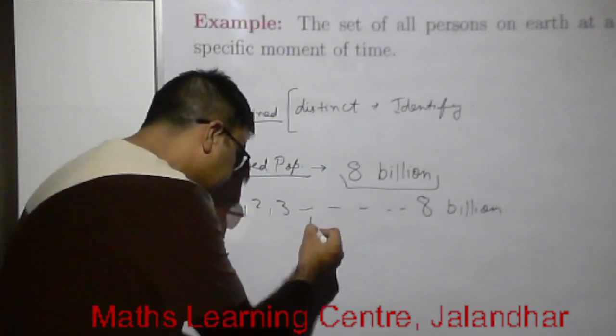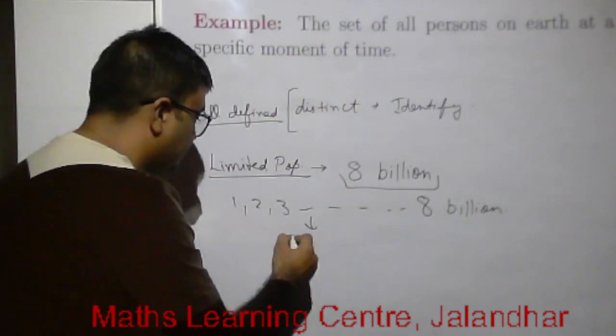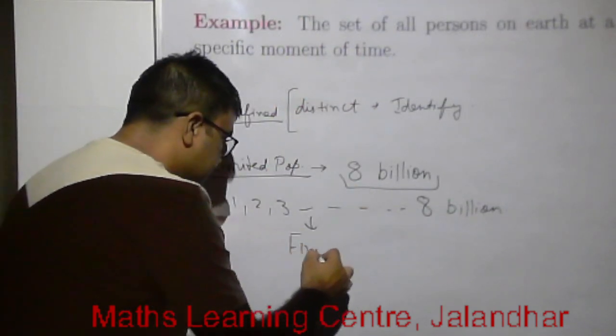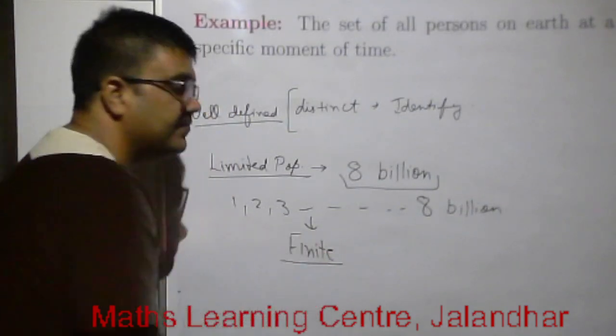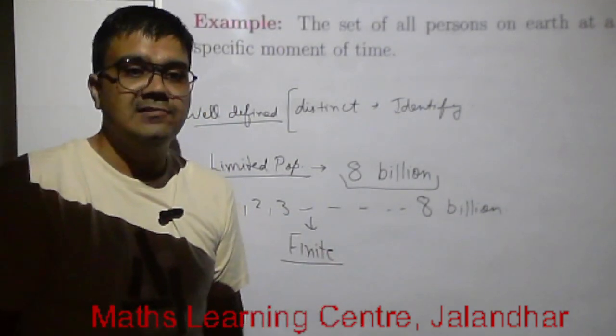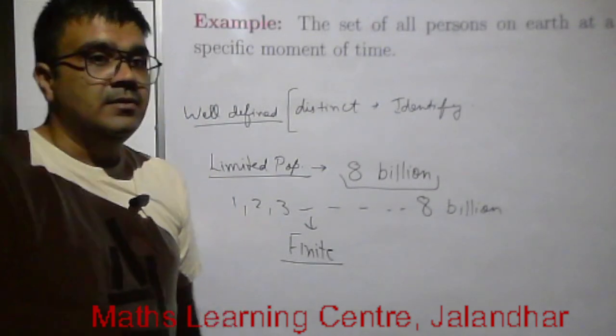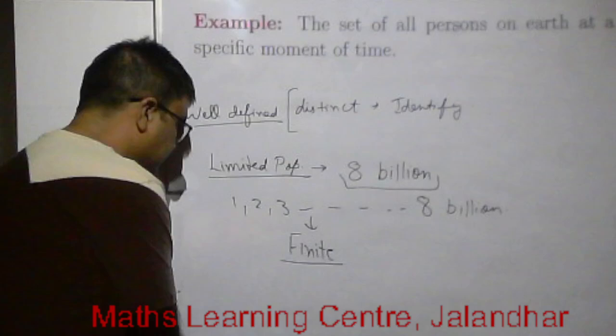So the set of all persons on earth at a specific moment of time is a finite set. This set is also a finite set. Let us consider another example.